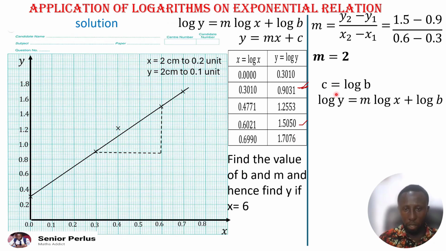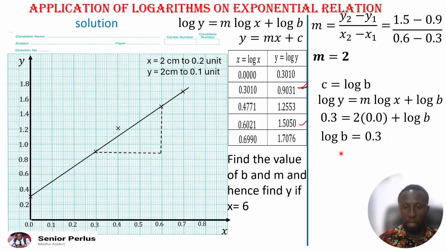So from here, I'll choose any point I want. So I'll choose the first one. So I'll choose this one. Y is 0.3. Then my s will be 0. So 0.3 times 2.0. Yeah, I just choose this one, the first one. Okay, after solving, c is equal to 0.3.